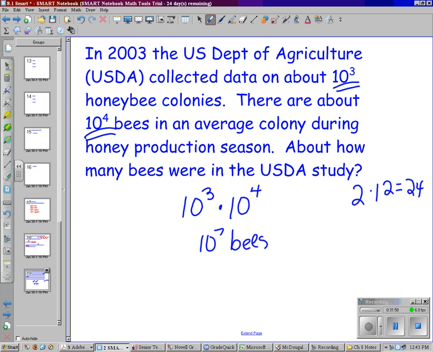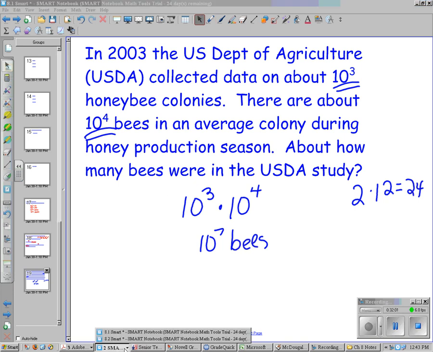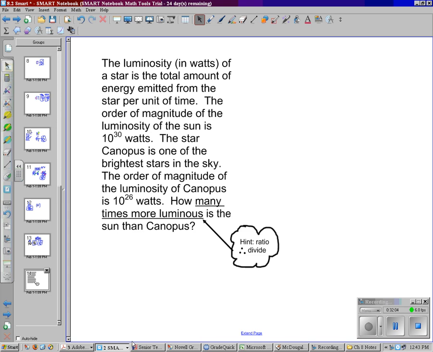Now I'm going to go back to this other problem that we were working with here about the luminosity of a star, where the order of magnitude of the luminosity of the sun is 10 to the 30 watts. It's really bright, isn't it? Kind of like looking at this light in my projector. The star Canopus is one of the brightest stars in the sky. The order of magnitude for the luminosity of Canopus is 10 to the 26. How many times more luminous is the sun than Canopus? Hint, hint. It's a ratio I'm asking for.